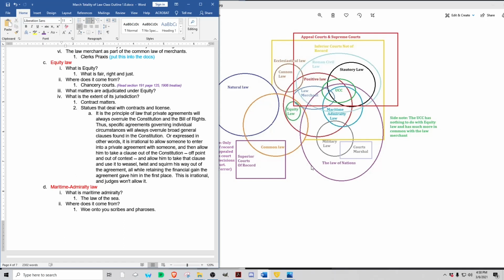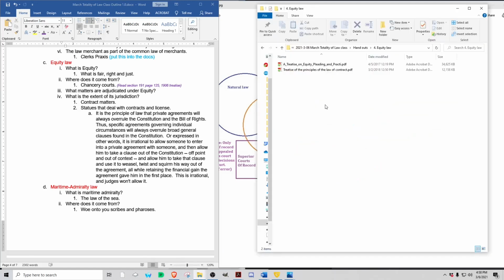And I'll make sure that I bring this whole outline back up during the April class as well, so that those that weren't here for this one will be able to get at least a gist of what we covered here. So, okay, that's equity. Now, what do I have? I'll show you guys what I've got in the equity folder. Again, this is for everybody's homework assignment.